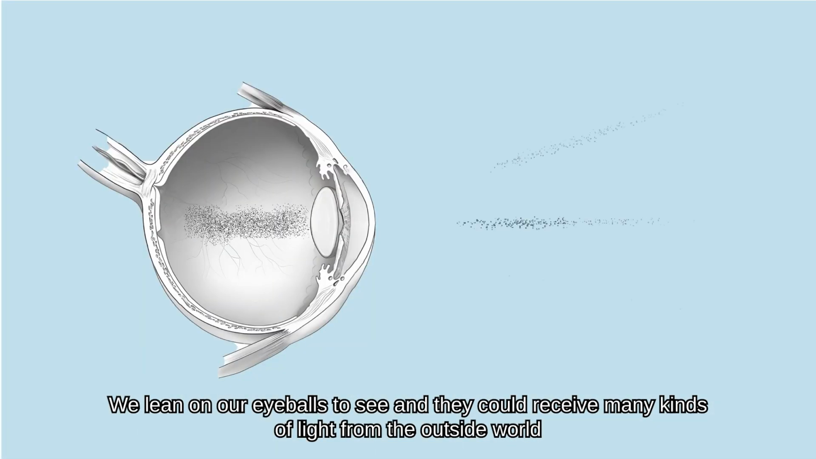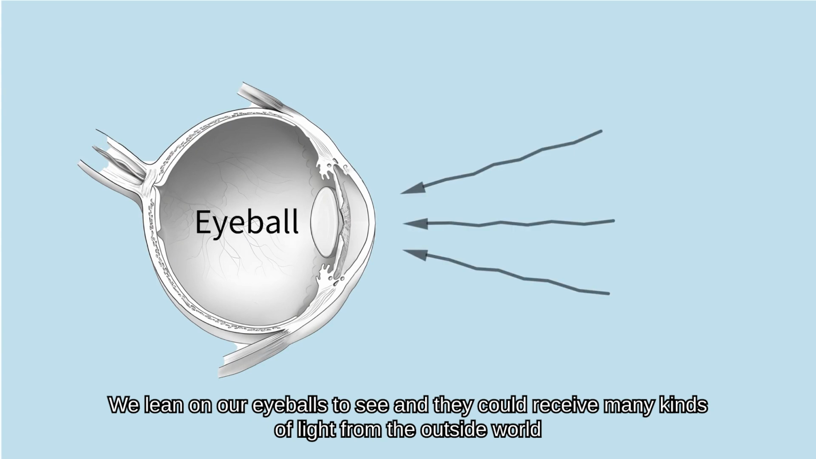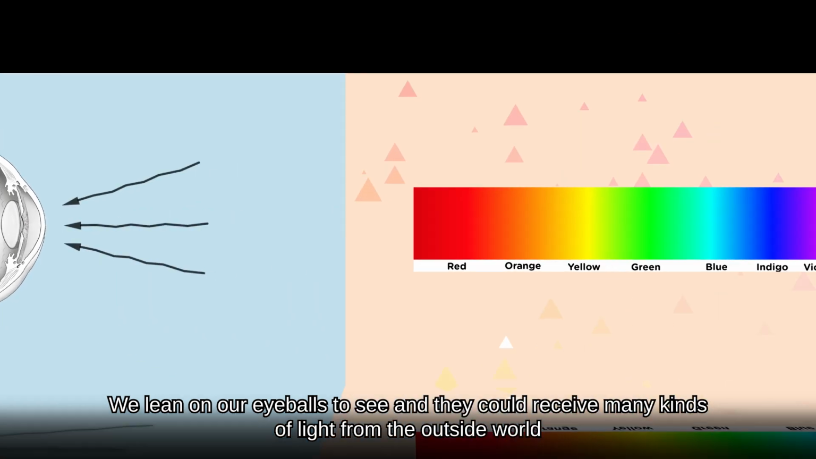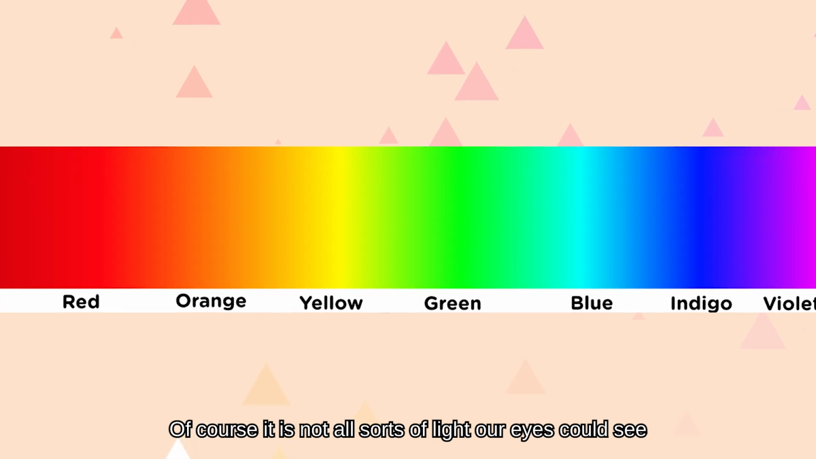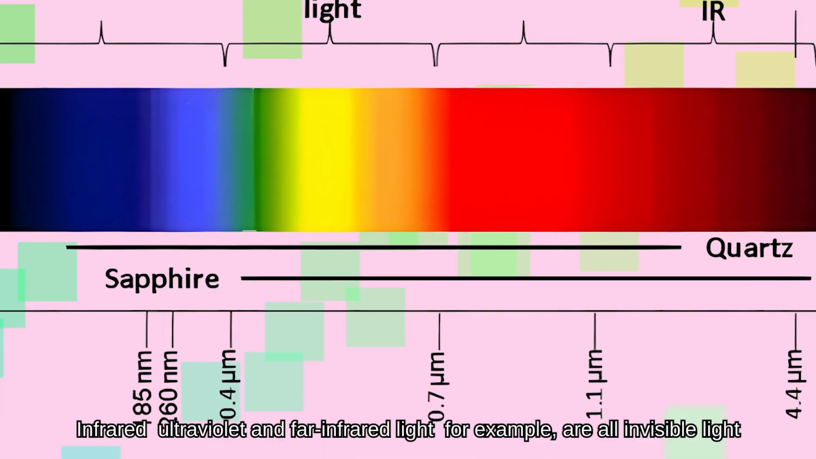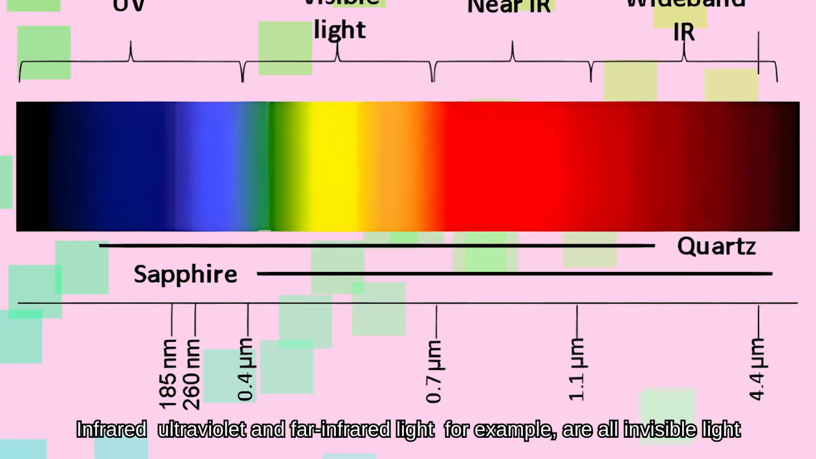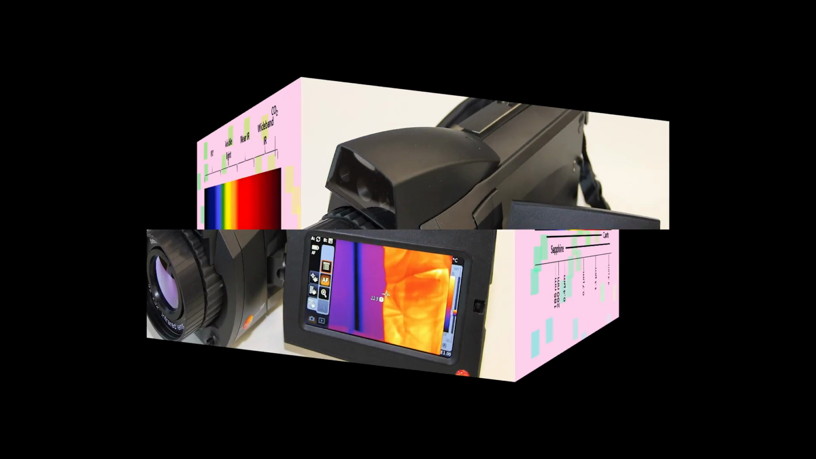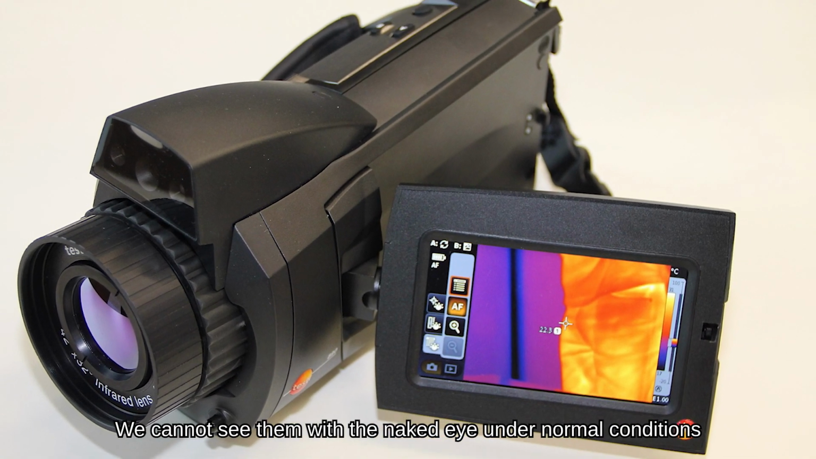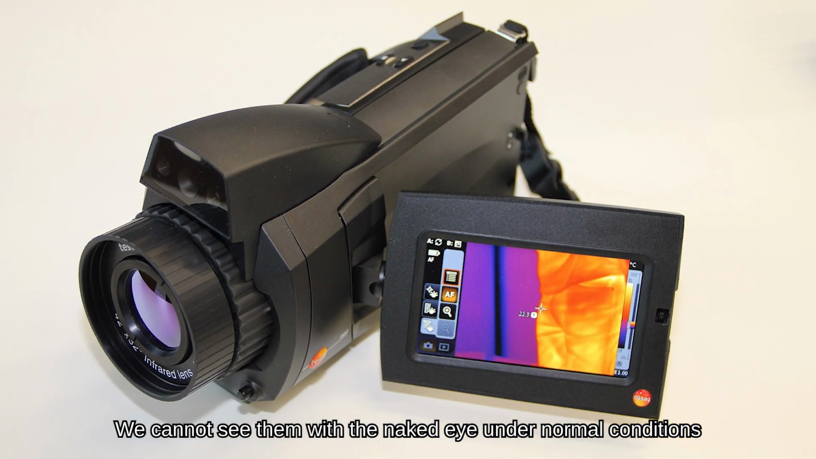We lean on our eyeballs to see, and they can receive many kinds of light from the outside world. Of course, it is not all sorts of light that our eyes can see. Infrared, ultraviolet, and far-infrared light, for example, are all invisible light. We cannot see them with the naked eye under normal conditions.